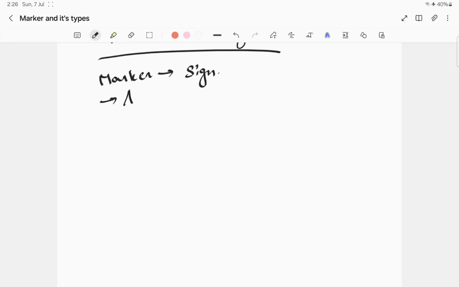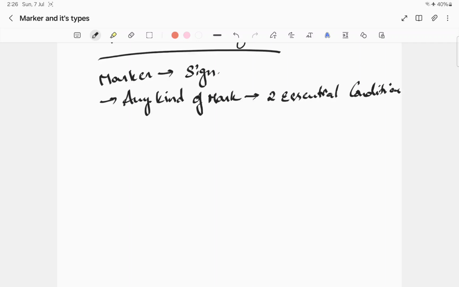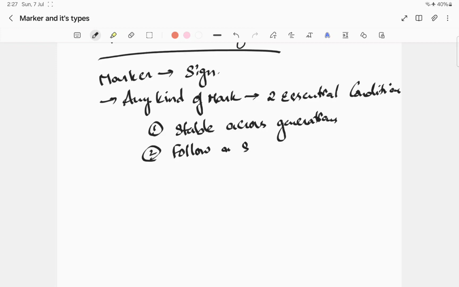We can define this marker as any kind of mark that should follow two essential conditions. What are those two essential conditions? We will get to know one by one. First one is it should be stable across all the generations. And the second one is it should follow a specific trait.